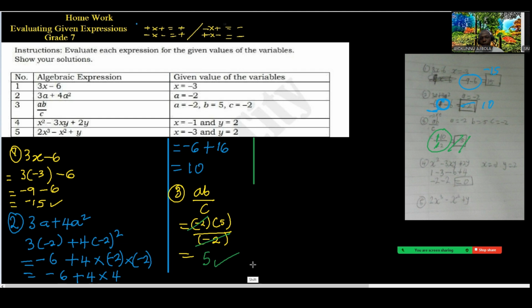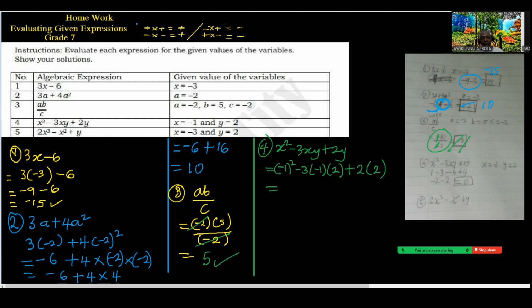Then number 4. Let's look at number 4. We have x squared minus 3xy plus 2y. We've been given the value of x to be -1, so that is -1 squared. Then we've been given the value of y to be 2, so that is -3 into that -1 and the 2 which is for y. Then plus 2 of y as well, which is also 2.